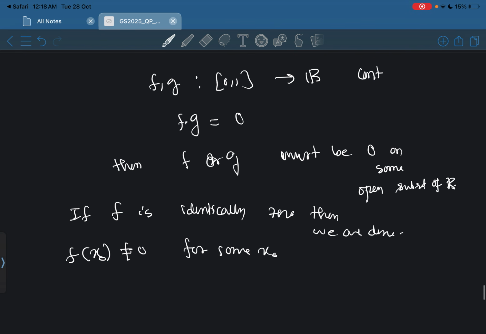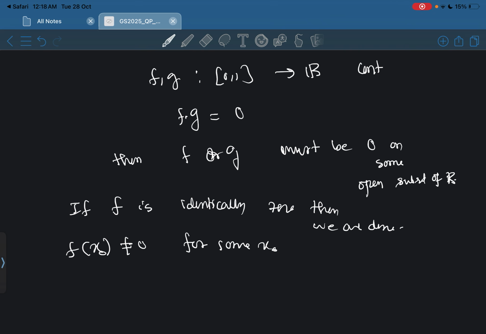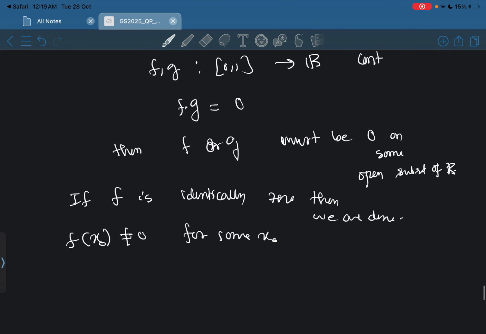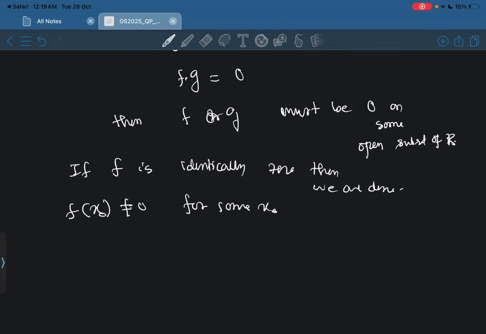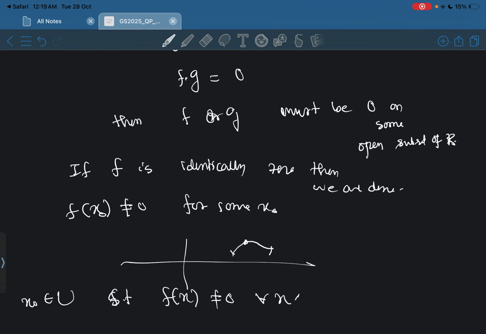Now if f of x naught is non-zero, since f is continuous, there is a neighborhood such that f doesn't vanish, right? It's a property of continuous functions, or you can think of it graphically. Suppose at some point this is non-zero, then you can always find a small enough neighborhood of this such that this function is non-zero always, because of the continuity property. So then choose an open interval u such that f of x is not equal to 0 for all x in u.